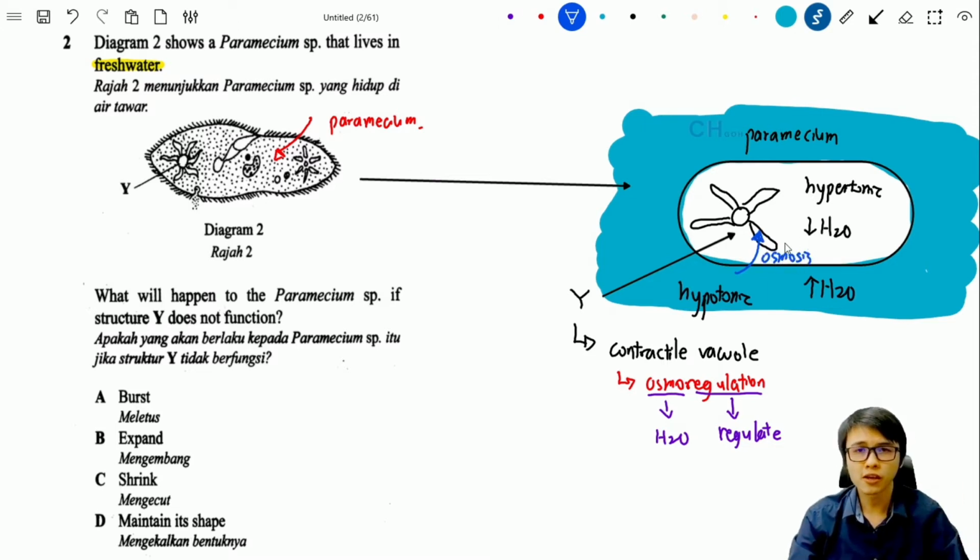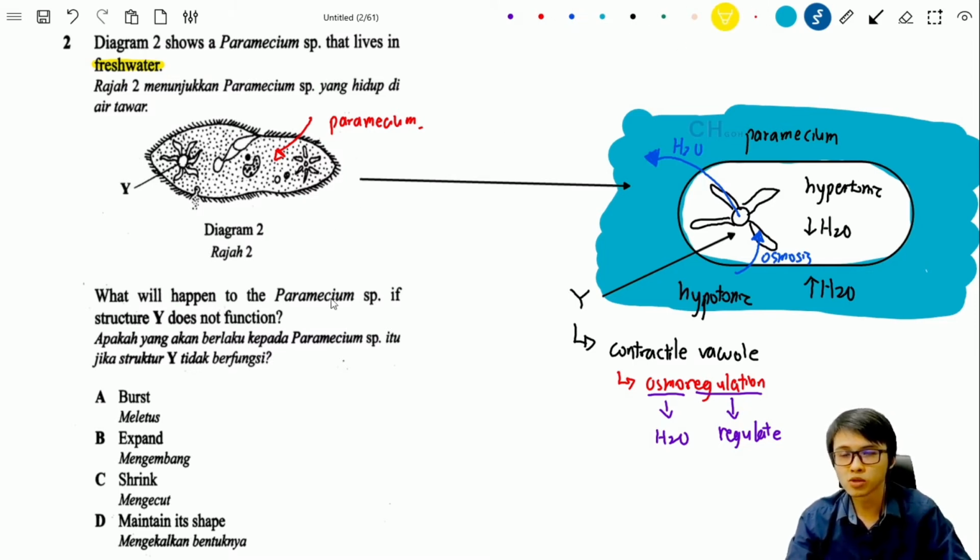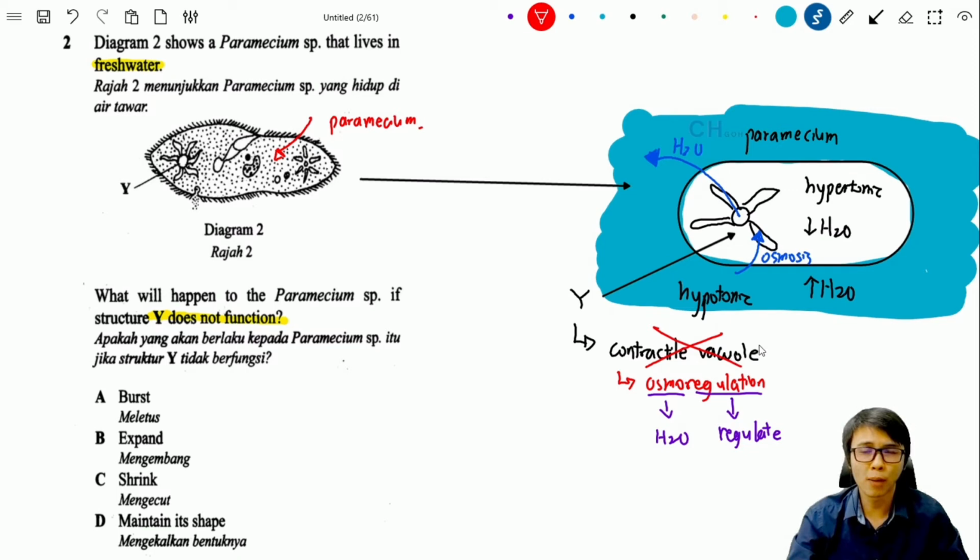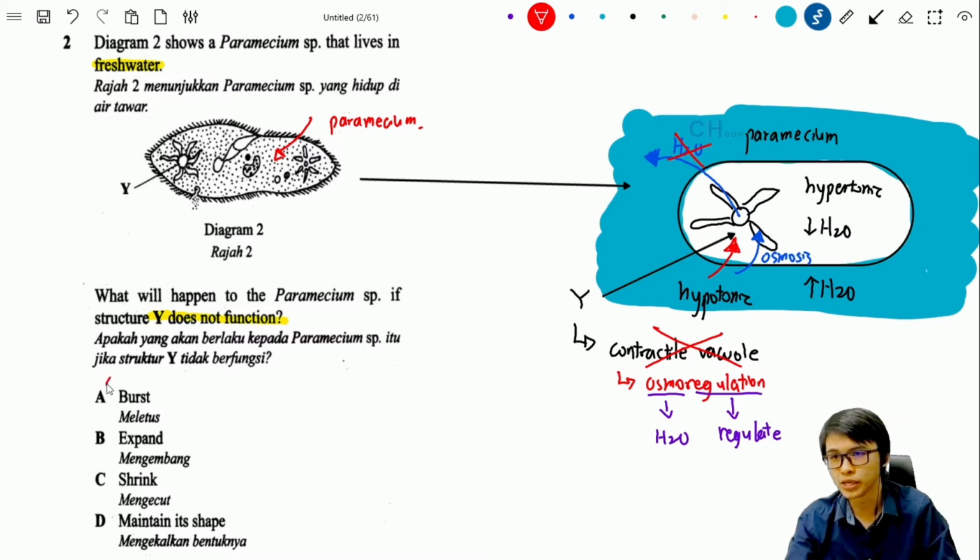Now, try to imagine, if a lot of water moves into the paramecium, it will eventually burst. So this contractile vacuole will contract to remove or pump out all the water to prevent the paramecium from bursting. Now, look at the question. What will happen to the paramecium species if structure Y does not function? So let's say structure Y can no longer function. It means that they cannot pump out the water. Water will keep on moving into the paramecium, and then eventually this paramecium will burst. So this answer should be A.